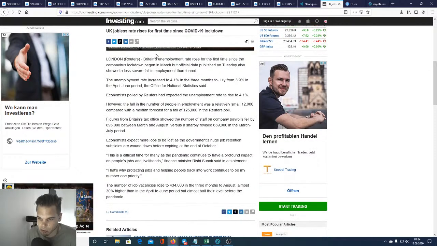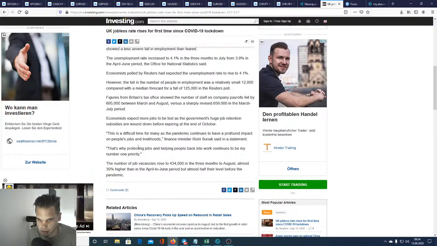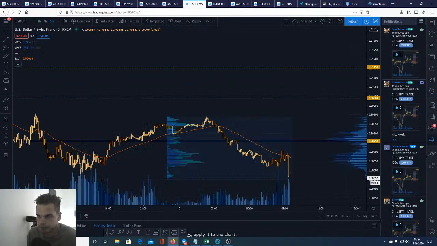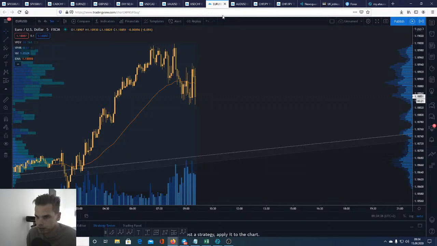Economists expect more jobs to be lost as the government's huge job retention scheme winds down. So you see the market is very shaky, very volatile.